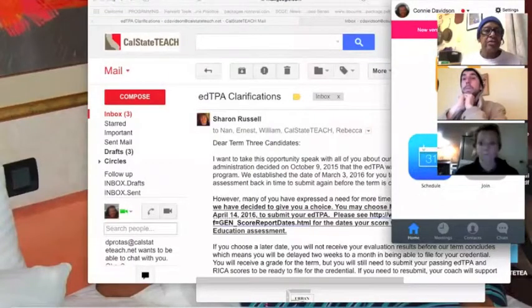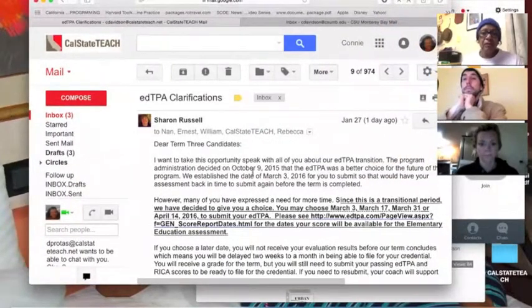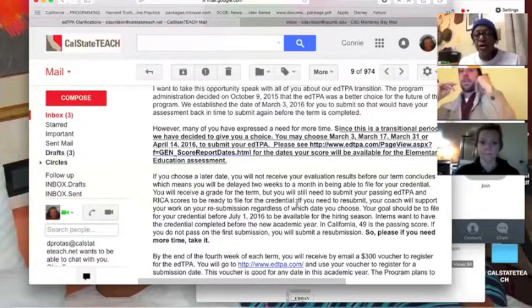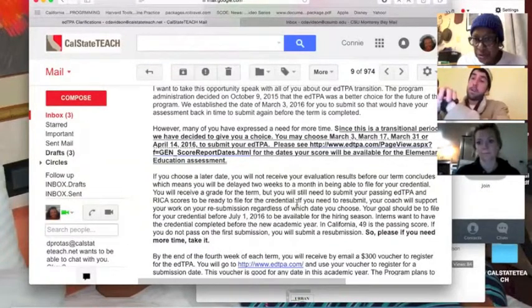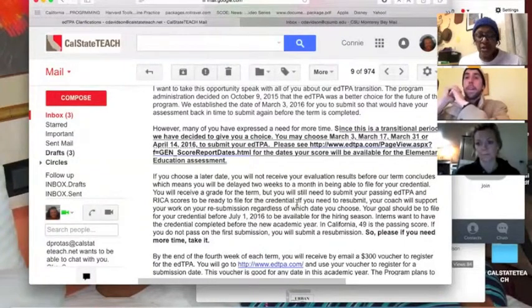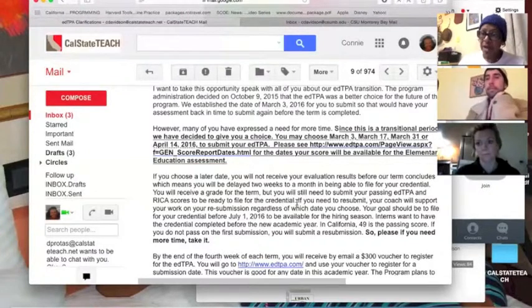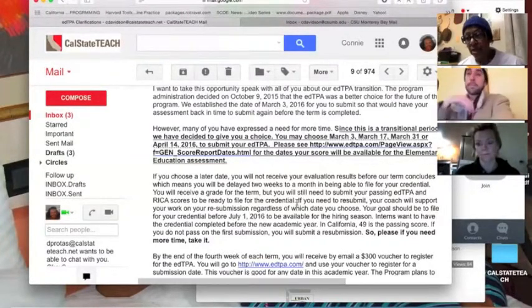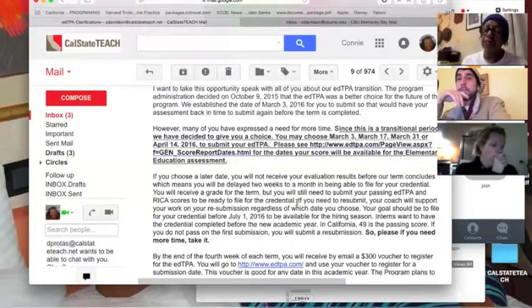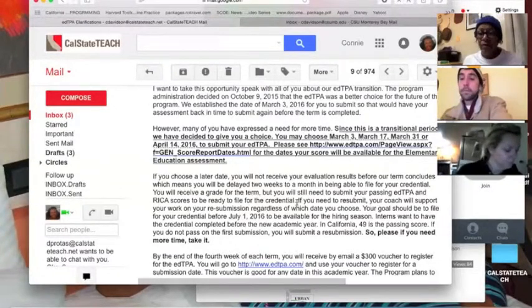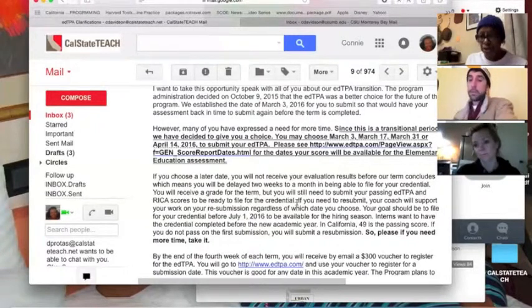The first thing I want to share with you is this email that I received yesterday from Sharon. I don't think that you have received this email, and so it's really important. Let me tell you why the March 3rd date was originally chosen. If for some reason you did not pass all the tasks, you would still have enough time to resubmit the tasks that you didn't pass before the end of the term. By doing that, you would not be holding up your credential. That's basically the reason why this March 3rd date was chosen.